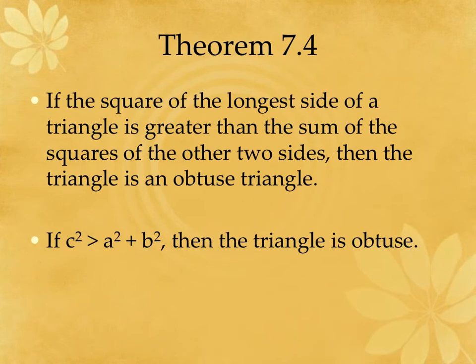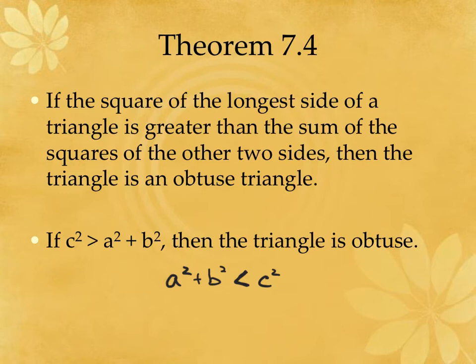The next one says, if the square of the longest side of a triangle is greater than the sum of the squares of the two other sides, then the triangle is an obtuse. So if we take a squared plus b squared, and we also do c squared, and c squared ends up being a greater number, c is the big part, well, check it out. Let me do the same thing here. I'm going to hold up my triangle, and remember, c is the hypotenuse.